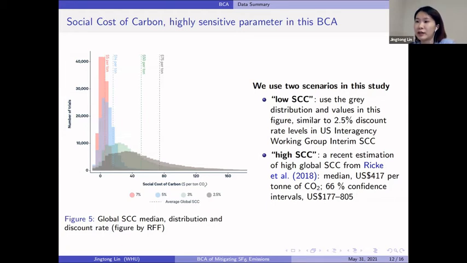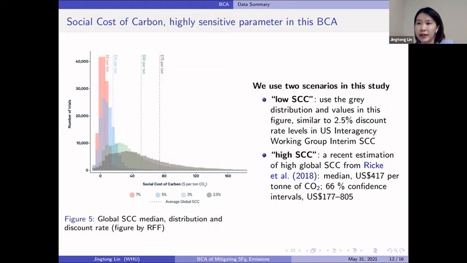In our study, we set two social cost of carbon scenarios. The low SCC means that we adopt the suggested level and distribution like the gray areas on the left. This is similar to the 2.5% discount rate level in the US Interagency Working Group. And the high SCC is from a recent estimation from Rick et al. in Nature Climate Change, where the median level of the carbon dioxide cost per ton is around $400, not the $75 in the low SCC case.